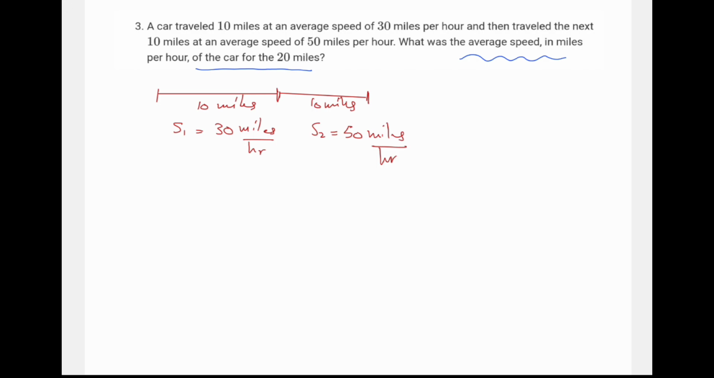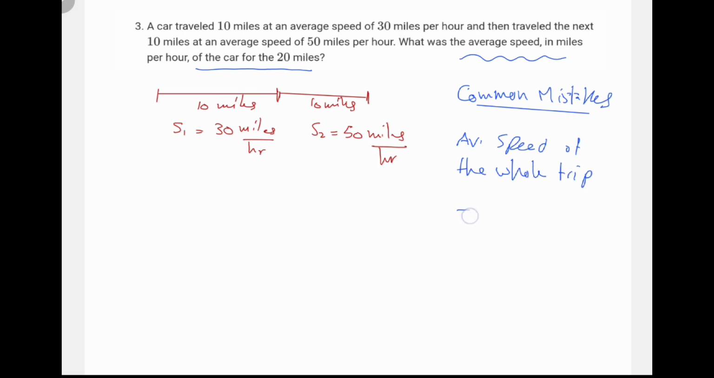Now here we have to be careful. There's a common mistake that students who take this test fall into. People think that the average speed of the whole trip is equal to S1 plus S2 divided by 2. And this is wrong.